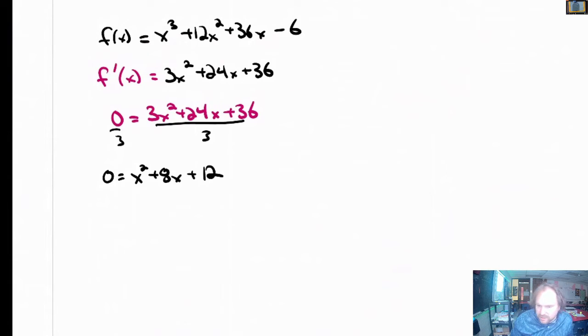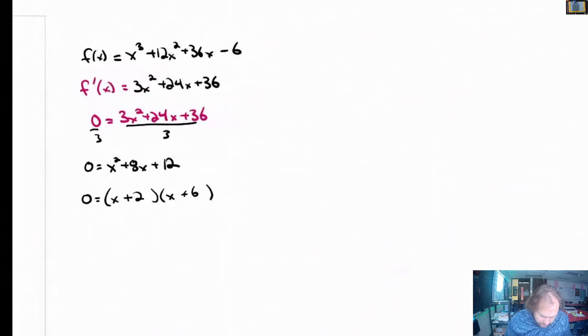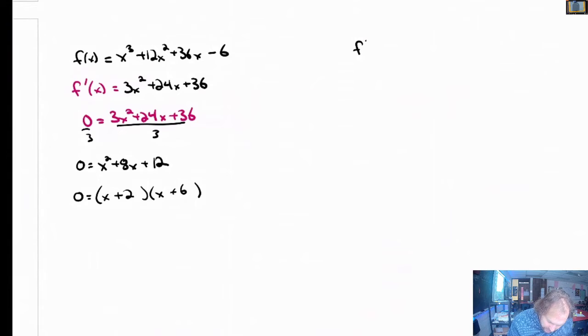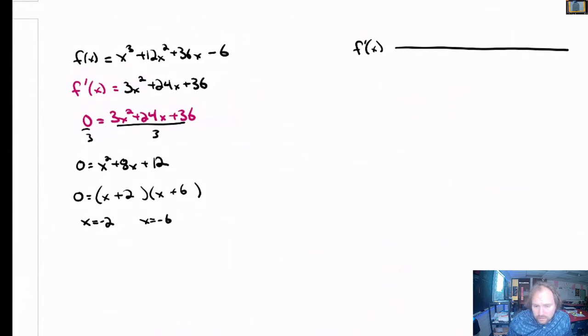Since we're not allowed to use a calculator, there's a good chance that this question will involve a good amount of factoring, which it does. Here we can ask what multiplies to 12 and adds to 8. 3 and 4? No. 2 and 6. x plus 2, x plus 6. So I'm going to make a sign chart for f prime of x. I know that f prime is 0 when x is negative 2 and when x is negative 6. So I'm going to put negative 6 and negative 2 down on this.